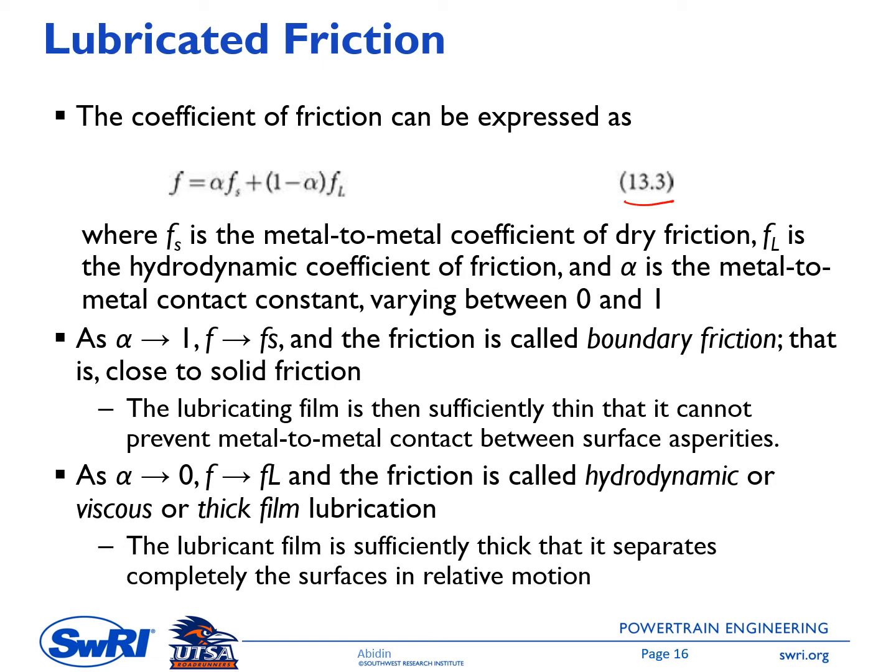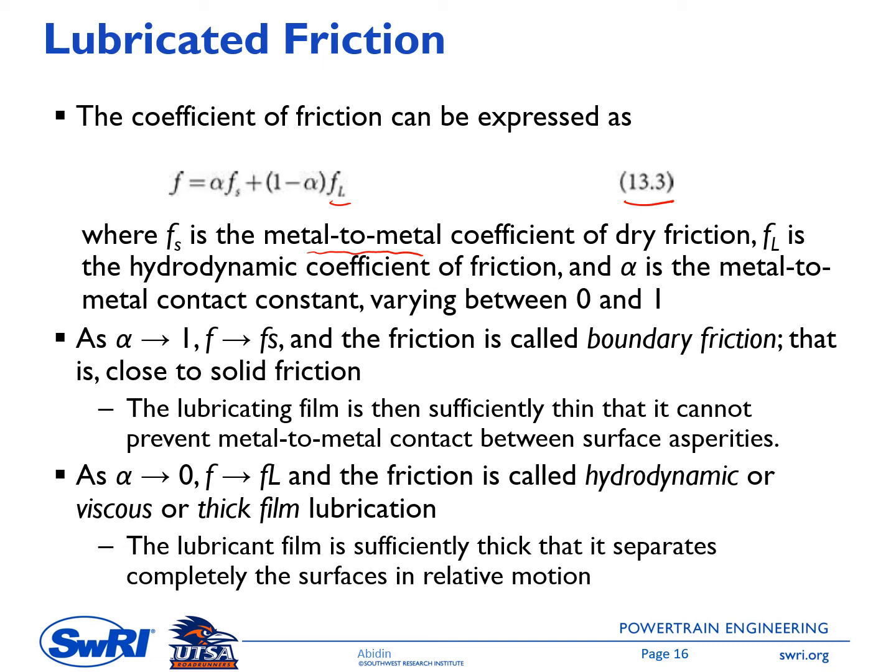So F equals alpha times Fs plus (1 minus alpha) times Fl. Fl is the hydrodynamic coefficient of friction, and Fs is the metal to metal coefficient of dry friction. And alpha here is the metal to metal contact constant. So this alpha varies from 0 to 1.